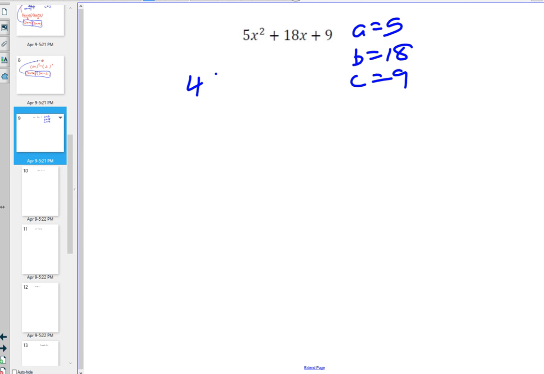Can we think of two numbers that multiply to give us 45 and add up to 18? So at least everything's positive, right? Can you think of that without having to write everything down? Two numbers that multiply to give you 45, add up to 18? No, 9 and 5, when you add that gives you 14.